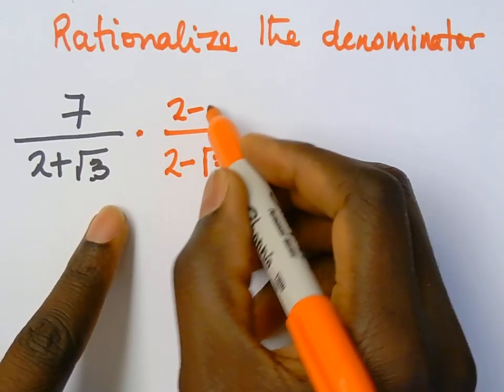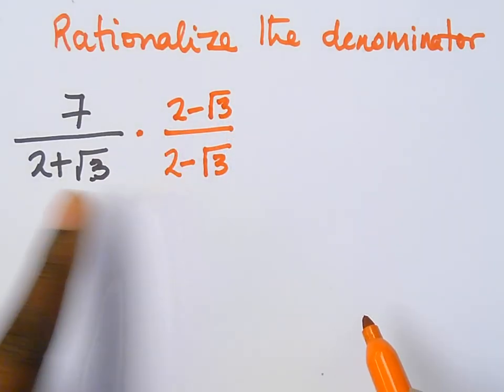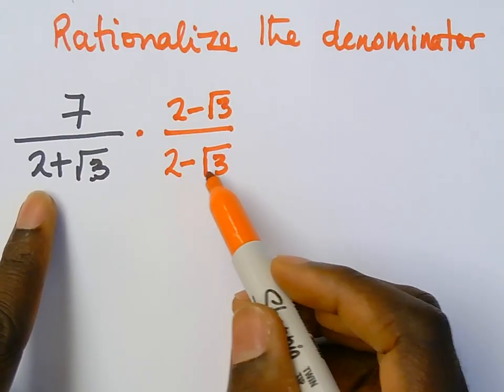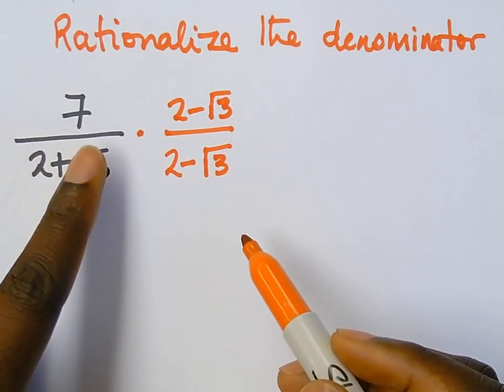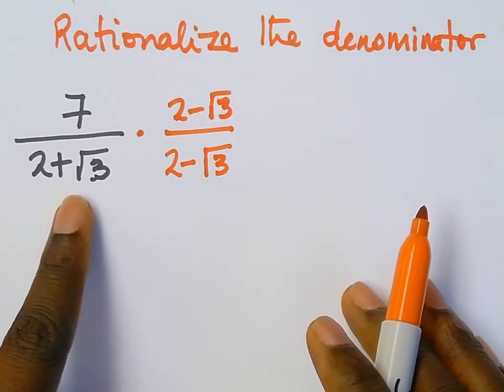Okay, so I multiply the bottom and the top by the same number so that I don't change the question, because 2 minus radical 3 divided by 2 minus radical 3 becomes 1. So technically we have not changed the question, but it makes it easier for us to get rid of the radical in the denominator.